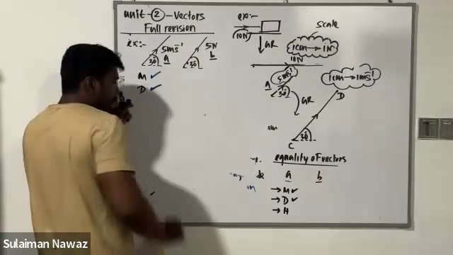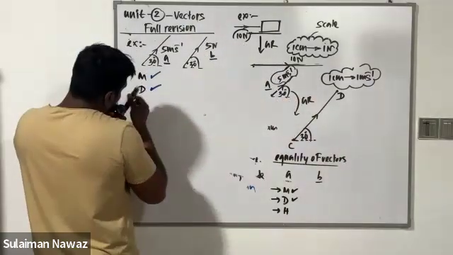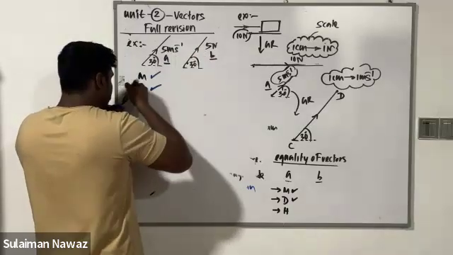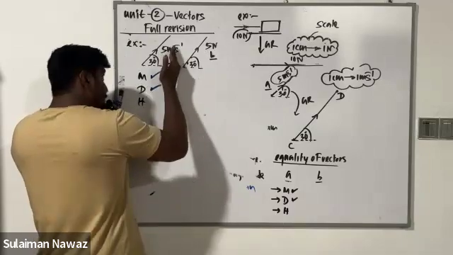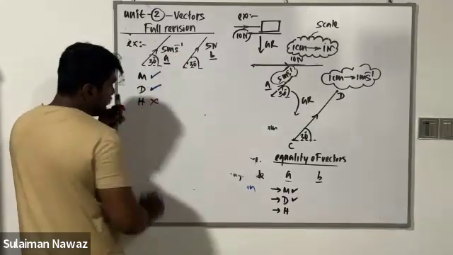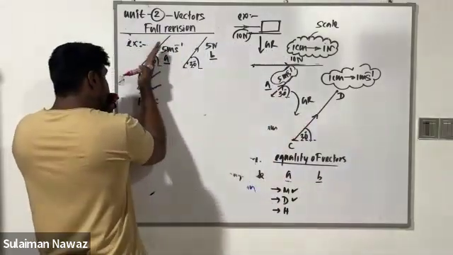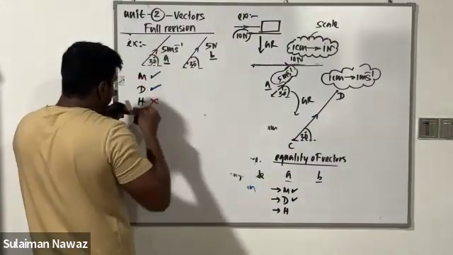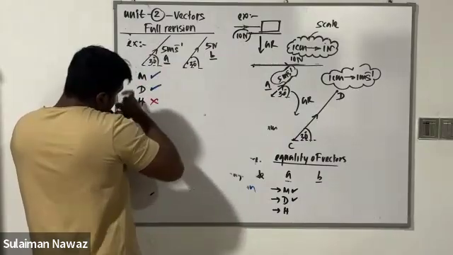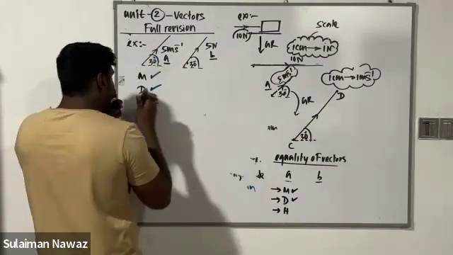But are they homogeneous? Homogeneous means same type of vector. This is a velocity vector. This is a force vector. So therefore they are not homogeneous. They are heterogeneous, and therefore this condition fails. The last characteristic is parallel. Yes, these two vectors are parallel vectors. The last condition is also satisfied by them, but unfortunately, they are not homogeneous. Therefore, we can't say these two vectors are equal.